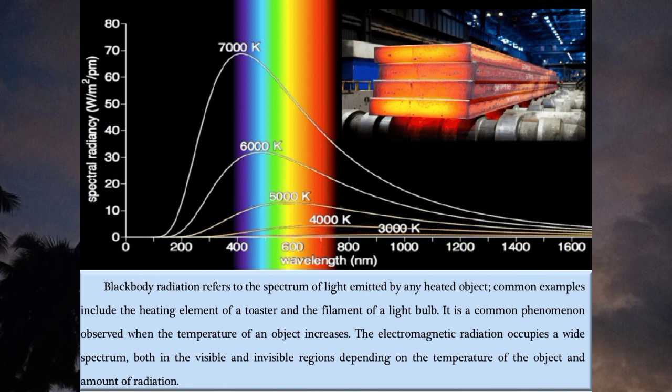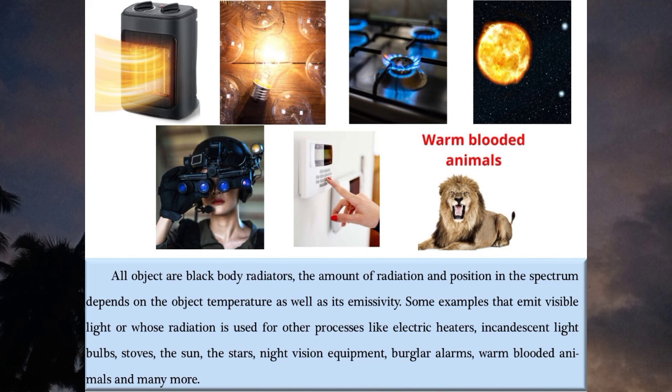The electromagnetic radiation occupies a wide spectrum, both in the visible and invisible regions, depending on the temperature of the object and amount of radiation. All objects are blackbody radiators. The amount of radiation and position in the spectrum depends on the object temperature as well as its emissivity.